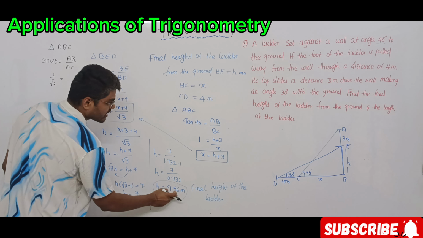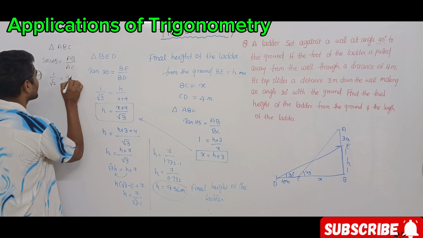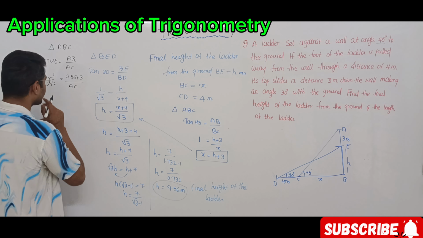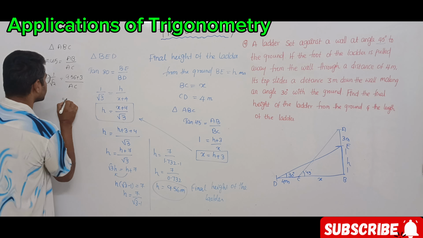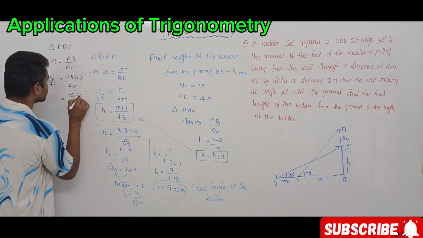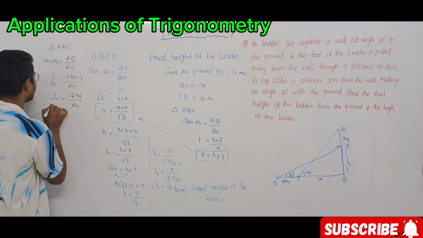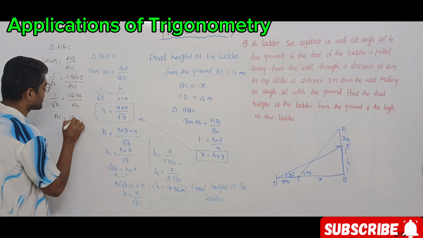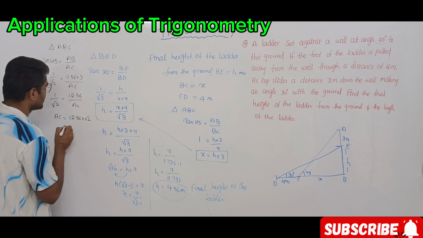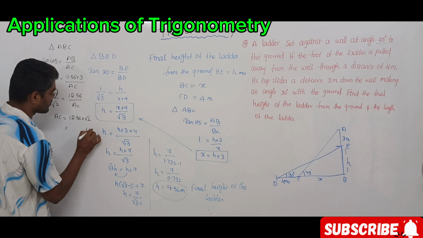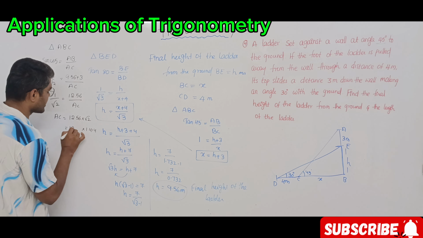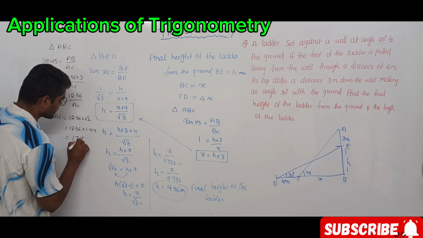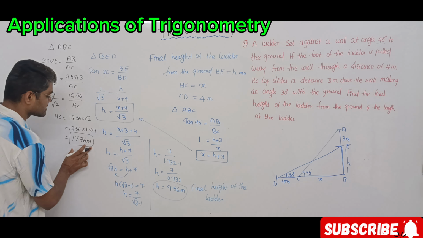h is 9.56 plus 3. 9.56 plus 3, that is 12.56 by AC equal to 1 by root 2. Now cross multiply. AC equal to 12.56 into root 2. Root 2 value is 1.414 into 12.56. If we multiply this one, we get 17.76 meters. So this is the length of the ladder.